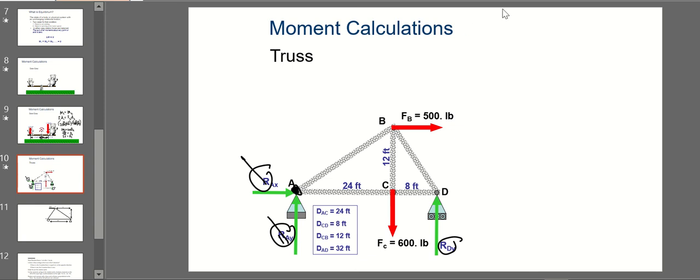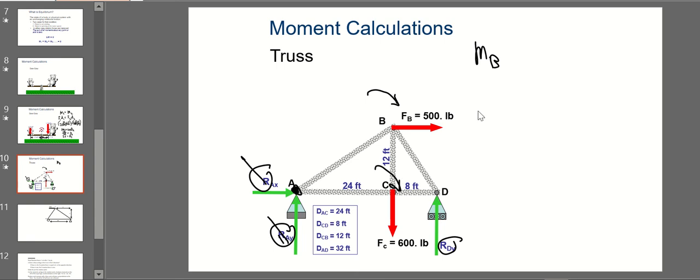So now we're going to look at them as to whether they are clockwise or counterclockwise. This one, if you think about it, is going to go this way. So this one's going to be clockwise. So I'm going to have a moment at B. This one is also going to go down.